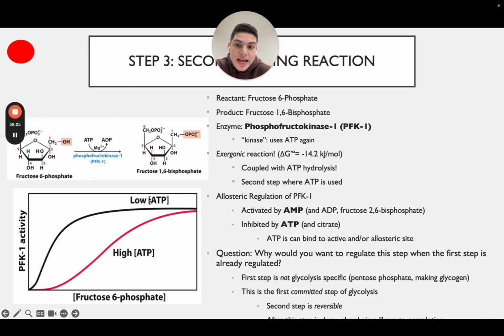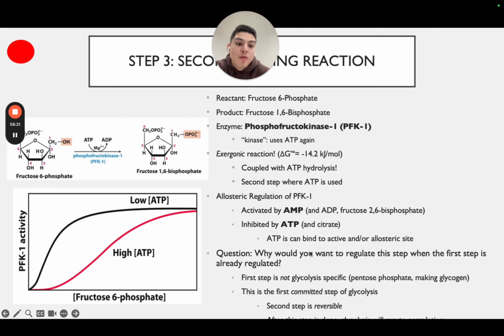Now, the activation by AMP means that this is a low energy molecule, meaning that if we have a high concentration of this, we want to create more energy because we're low energy. And same with the ADP as well. The fructose 2,6 bisphosphate, I wish I could give you an explanation right now. One, I don't remember, but two, it's just a memorization thing.